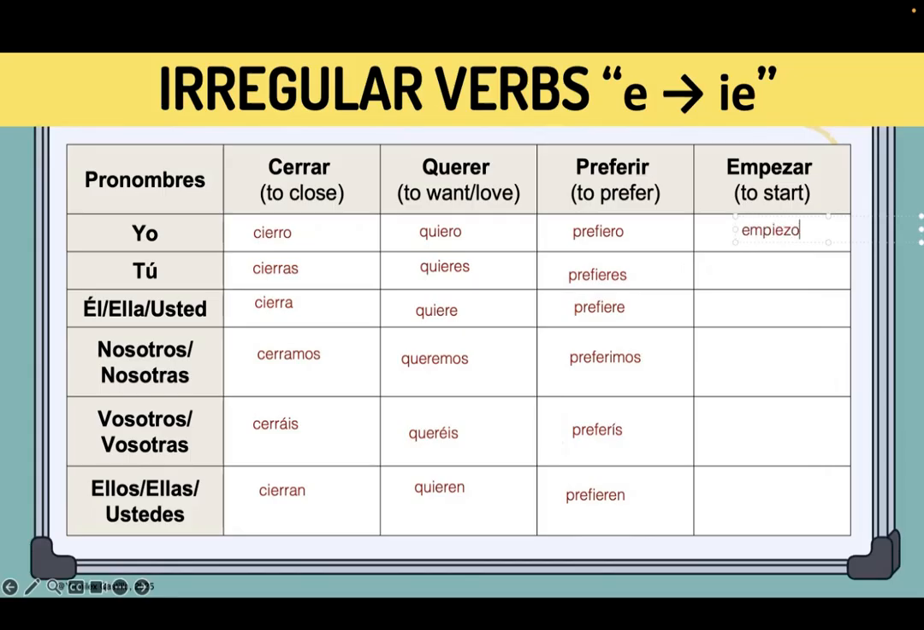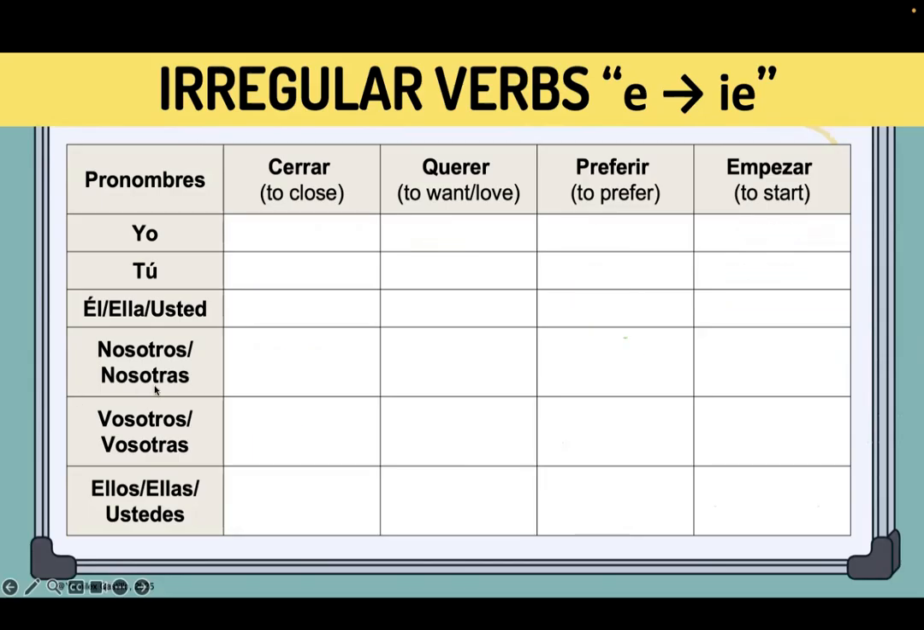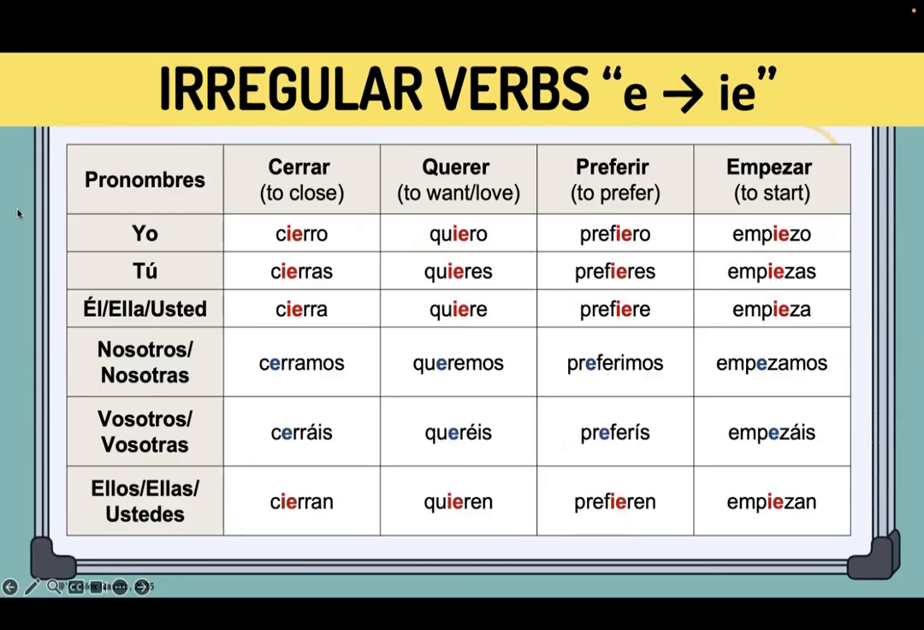And the last one, empezar. Yo empiezo, tú empiezas, él, ella, usted empieza, nosotros, nosotras empezamos, vosotras, vosotros empezáis, ellos, ellas empiezan. So all your answers should look like this. As you can see, the ones that are in red, we add the I before the E, and the ones that are in blue, it remains the same.